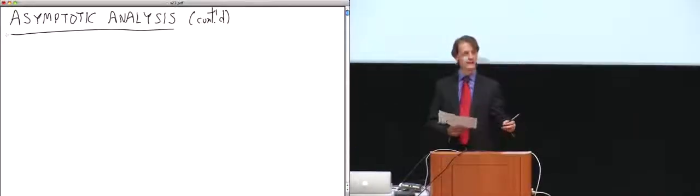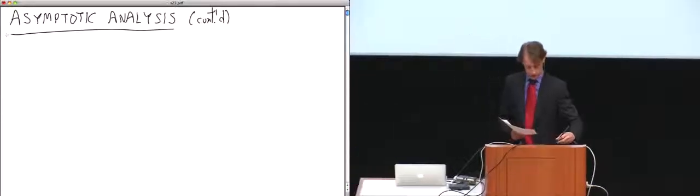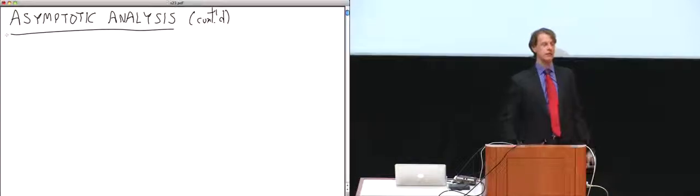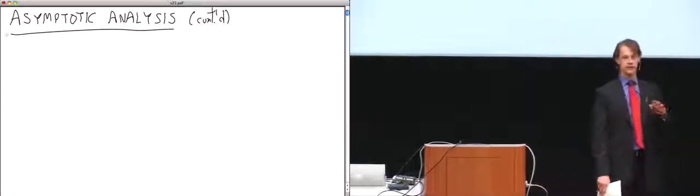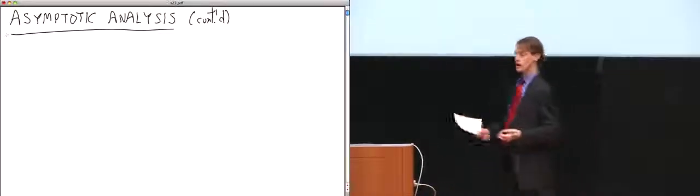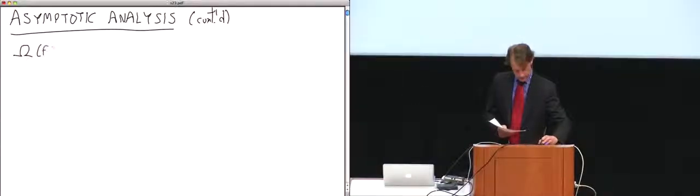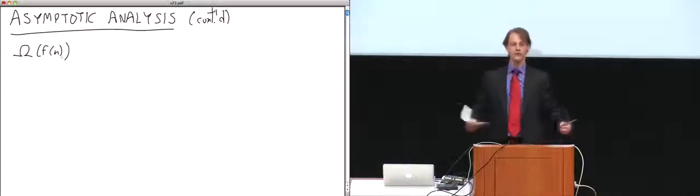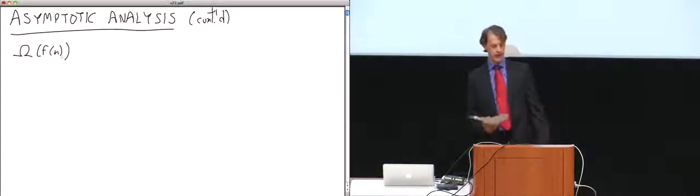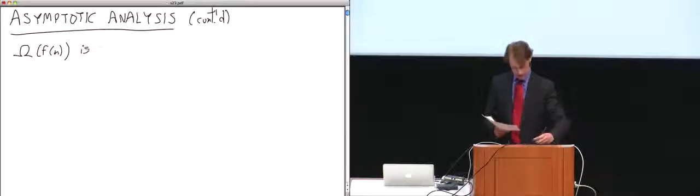So first of all, asymptotic analysis, I've taught you big O notation. There is another notation that is essentially the reverse of big O notation called big omega notation. And so big omega of f of n for some function f is a set of functions just like big O is.